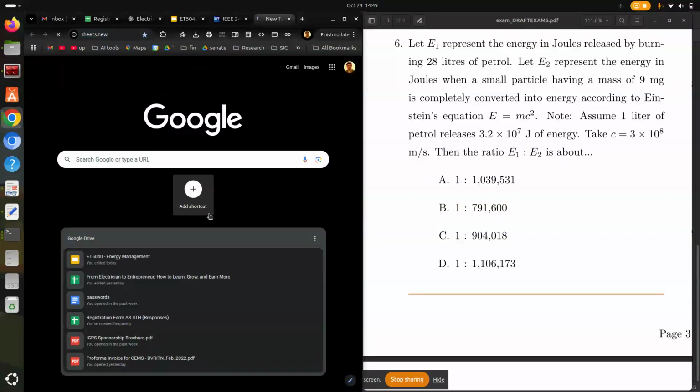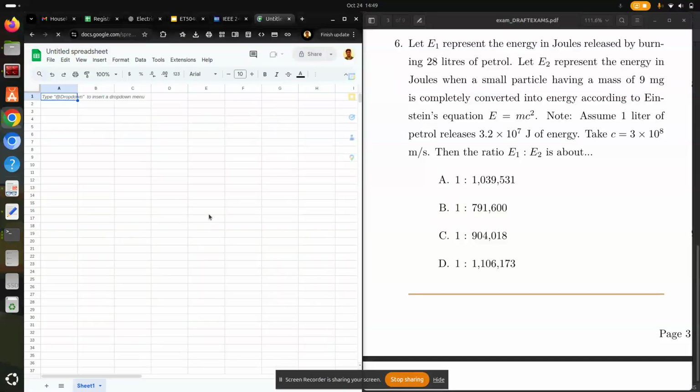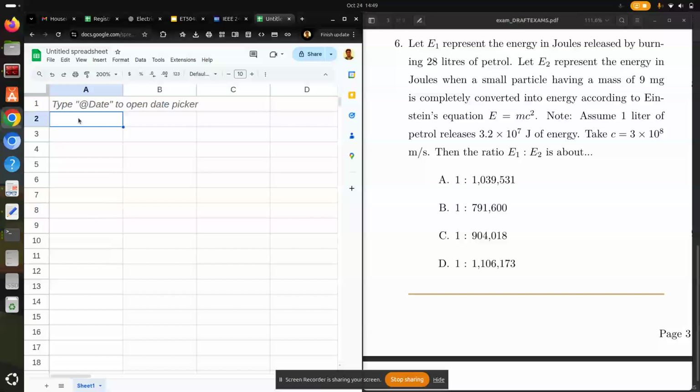I'm opening an Excel sheet. We need some calculation platform. Either you can use hand calculation, a calculator, a computer, MATLAB or Python or anything. For the sake of convenience, I'm using a spreadsheet. So let us start with E1. I want to find E1. On the right, you can see the question: energy released by burning 28 liters of petrol.